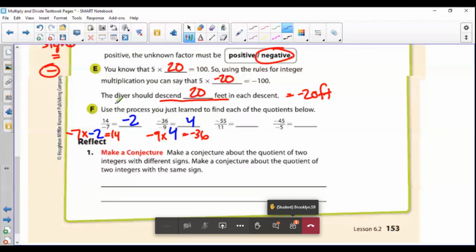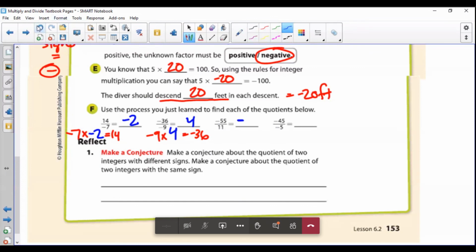Now, notice a pattern, guys. When I divide two numbers with different signs, my answer is negative. When I divide two numbers with the same sign, my answer is positive. So let's see how this works. Let's do negative 55 divided by 11. Well, different signs, right? So I'm noticing the pattern: different signs, so my answer should be negative.